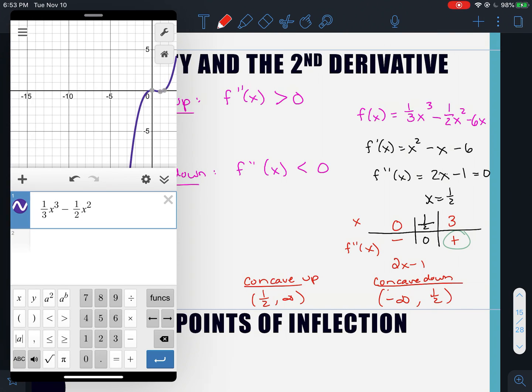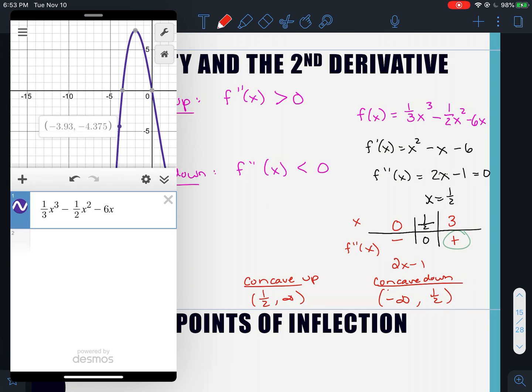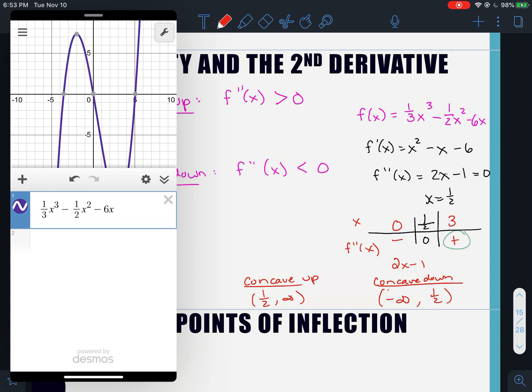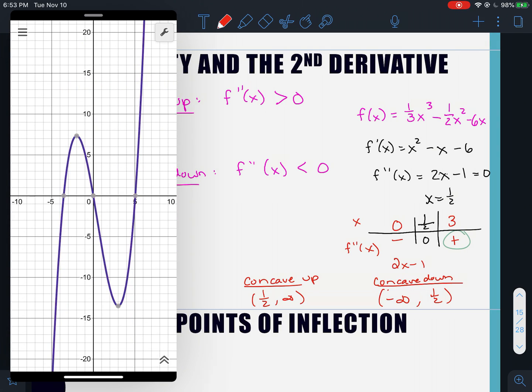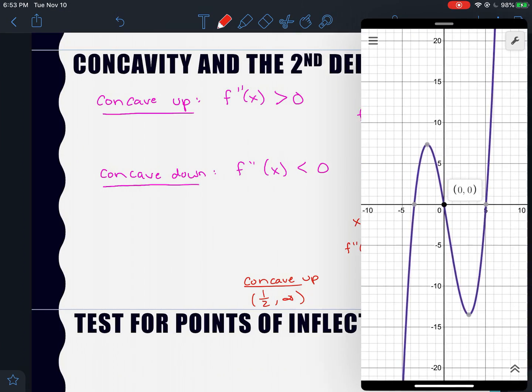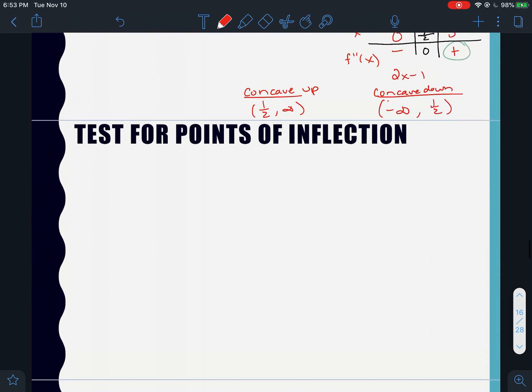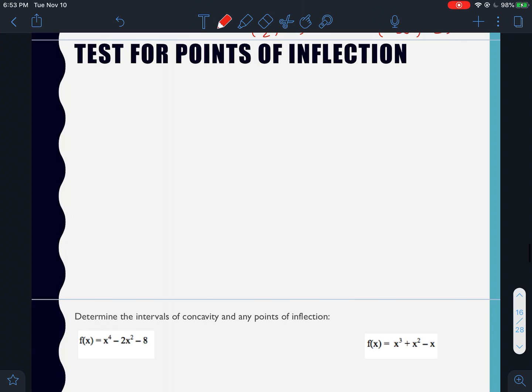If I were to go on Desmos and graph that function, the original function was 1/3 x to the third minus 1/2 x squared minus 6x. That's my original function, and it changes concavity somewhere in here, which we said was 1/2. So at about x equals 1/2, it looks like it changes concavity, and if you notice on the graph, it does. It changes from concave down to concave up.